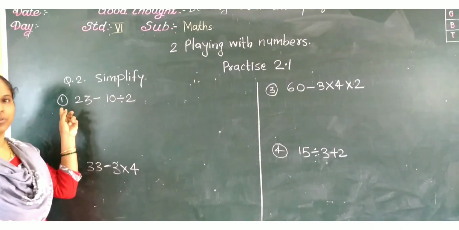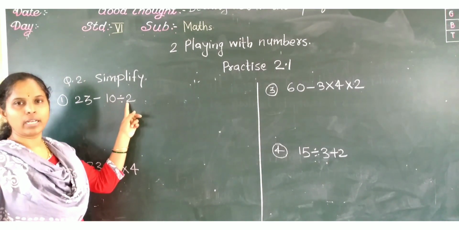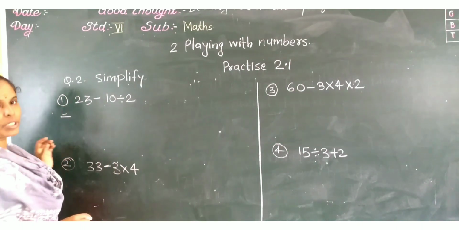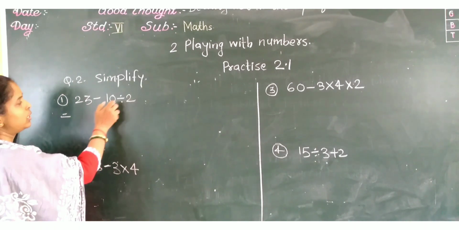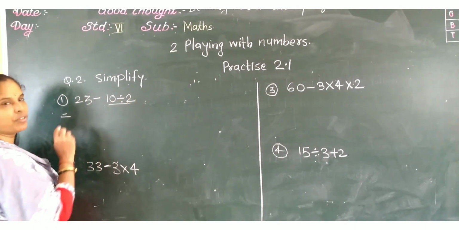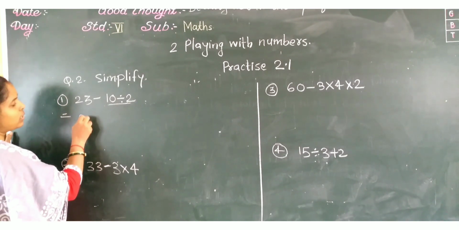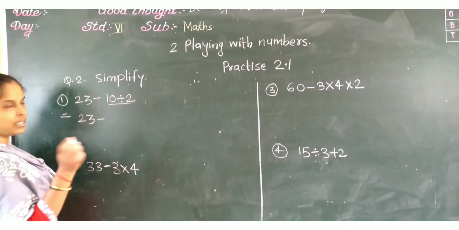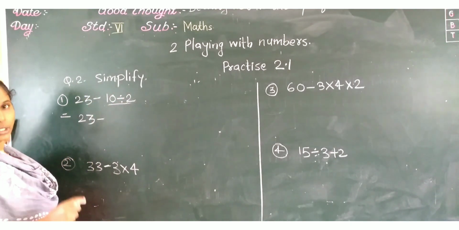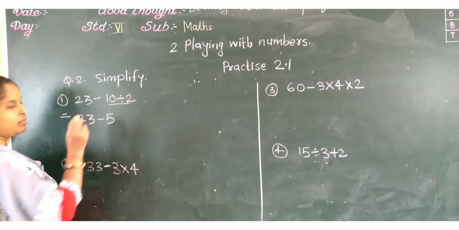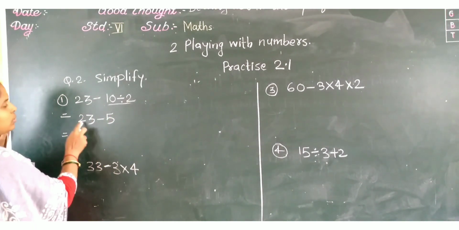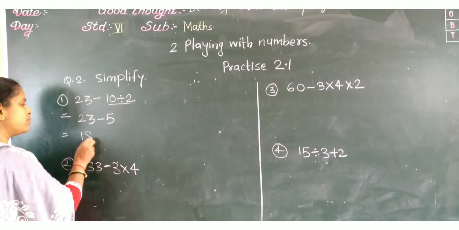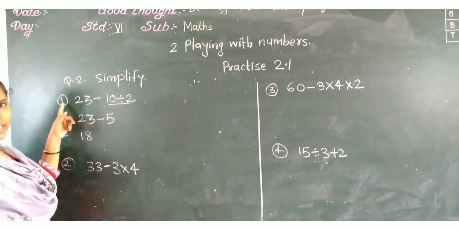See here in that first one, 23 minus 10 divided by 2. According to the rule, which operation do we have to carry out first? Division. So this we have to carry out first. Write other numbers and other signs as they are. So 23 minus, also write as it is. Now 10 divided by 2: 2 5s are 10, so the answer will be 5. Correct? Now subtraction. 23 minus 5 is 18. This is the answer of this expression.